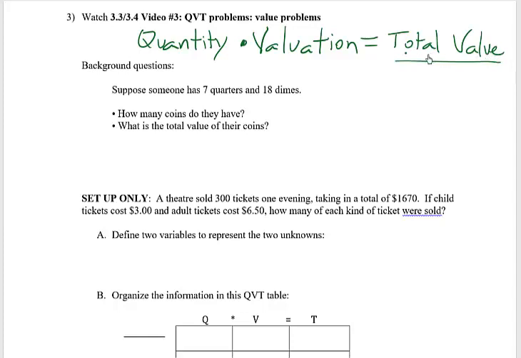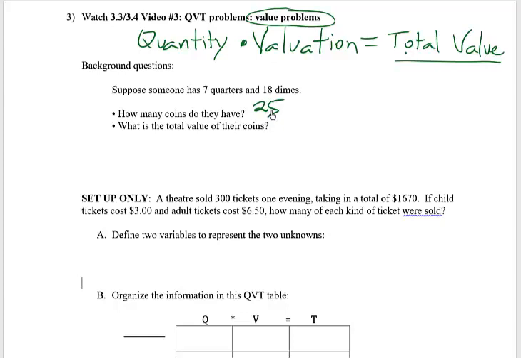There are 3 different types of QVT problems. In this video, we're going to tackle just simple value problems. Now, before we do the real problem, let's just do some thinking about value. Here's a simple situation. Somebody's holding in their hand 7 quarters and 18 dimes. One question I could ask is, how many coins are they holding? That's very easy. They've got 7 quarters, 18 dimes, 7 plus 18, 25. That's just a simple quantity question.